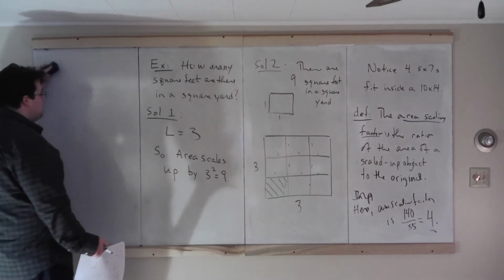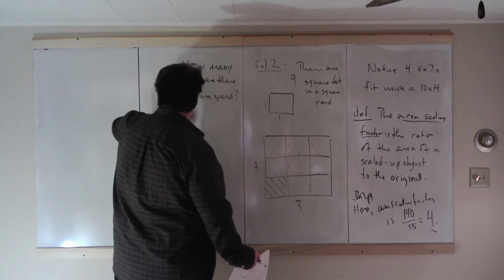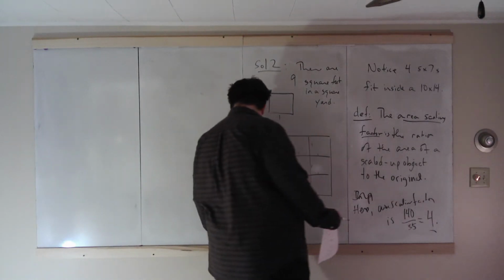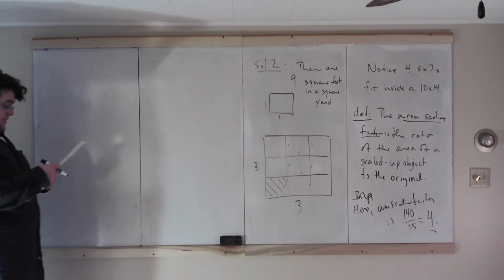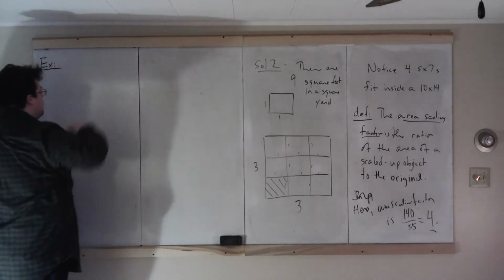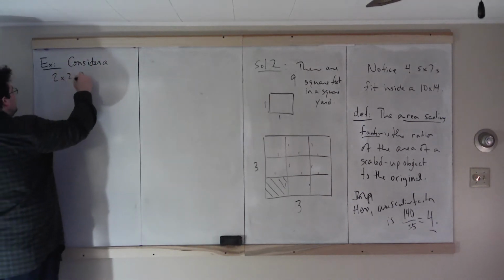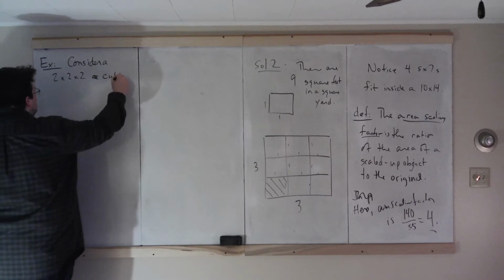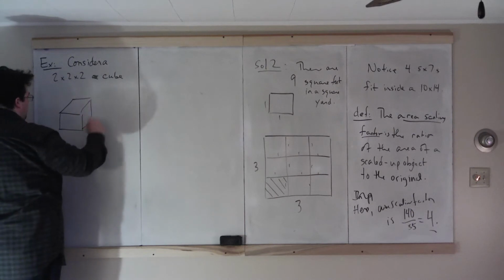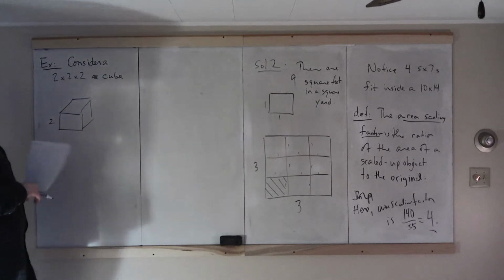So we have this first result that describes how area scales up. The next question that arises is, how does volume scale up? Is there something that happens that's similar? Well, let's consider an example. I'll consider the example before erasing. I'm going to do this across 2 boards like this. Consider a 2 by 2 by 2 cube. Well, let's draw a 2 by 2 by 2 cube. So there's a 2 by 2 by 2 cube. I'll just say they're all 2s like that.